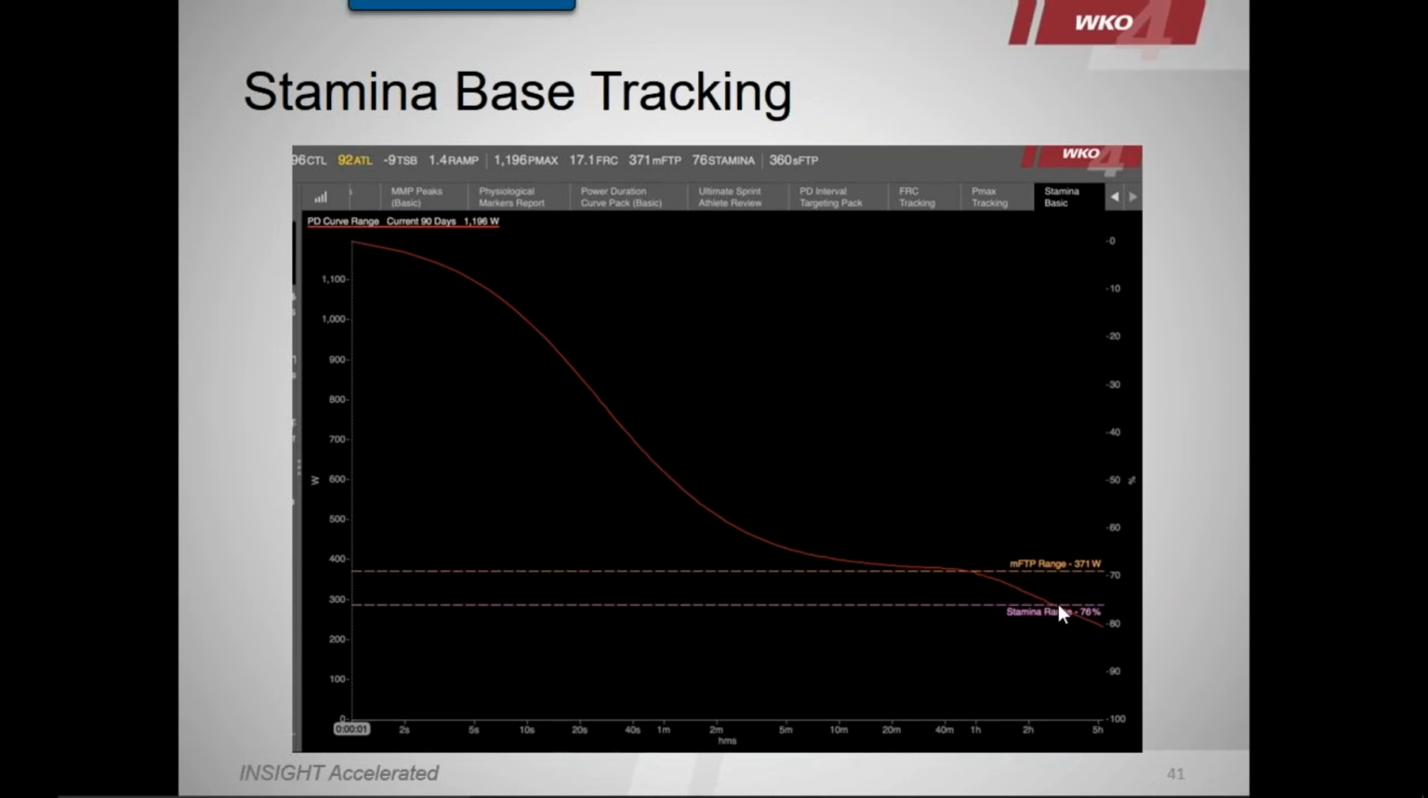The line isn't some magic intersection point. The line is this whole range. Somehow I've got to fill it in or make it work better. But this athlete has a pretty good MFTP, at 371. Their stamina is about 76%. So they're a little short on the stamina.